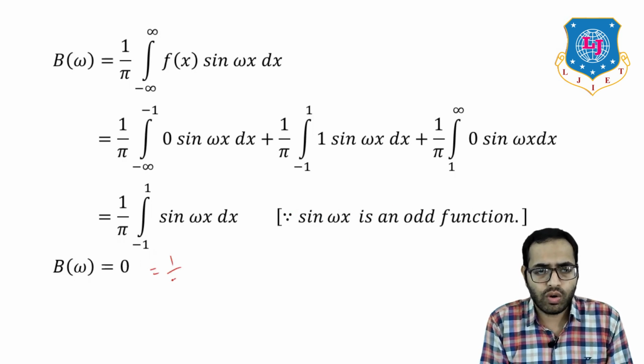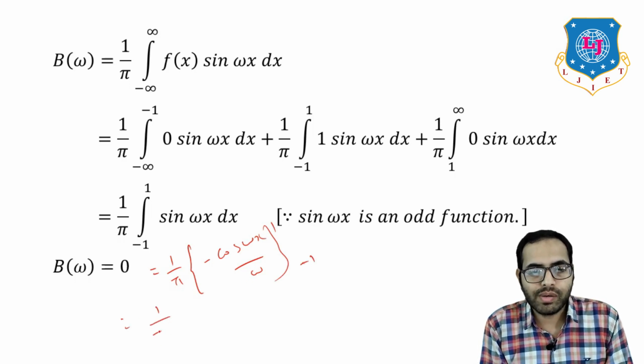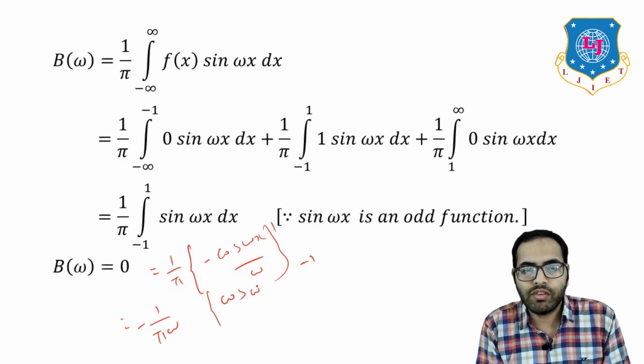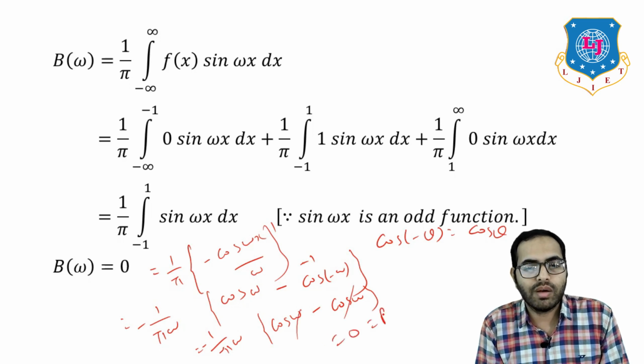If you don't know which is even or odd, then what we have to do is just solve this. The integral of sine is cos omega x upon omega, with limits minus 1 to 1, applying the upper limit minus lower limit. Here minus 1 upon pi of cos omega x, then substituting, cos of omega minus cos of minus omega. See, cos of minus theta is equal to cos theta, so it becomes 1 upon pi omega, here minus sign, then cos omega minus cos omega, this will be cancelled out, then it becomes 0, so b of omega is 0.